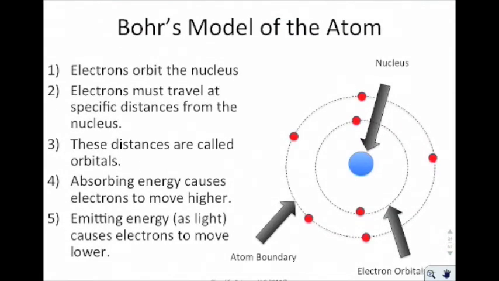The Bohr model of the atom is the one that actually allows us to reference these spectral lines. The Bohr model of the atom is the one that we say that electrons orbit the nucleus, that the electrons have to be at a specific distance. That distance is called an orbital. Absorbing energy makes the electrons move higher, emitting energy makes the electrons move lower.